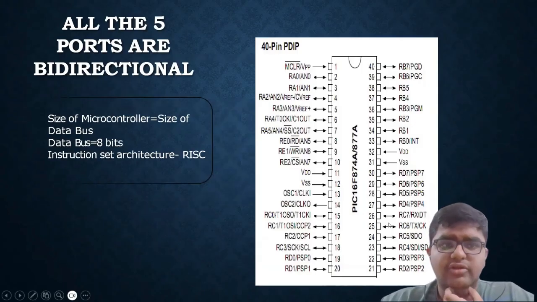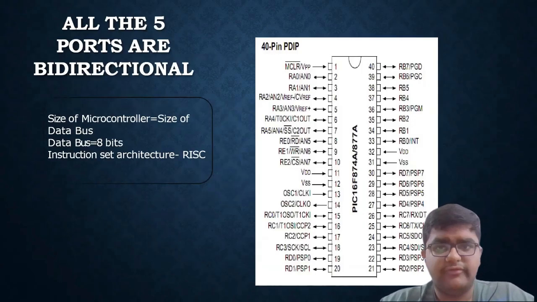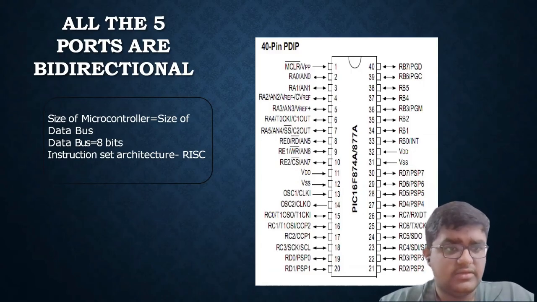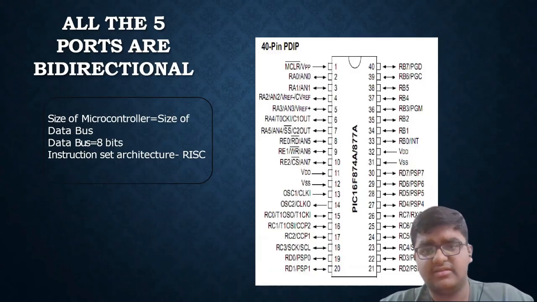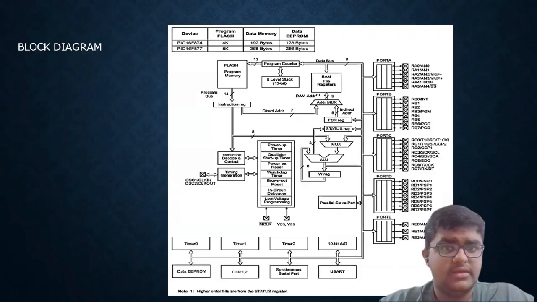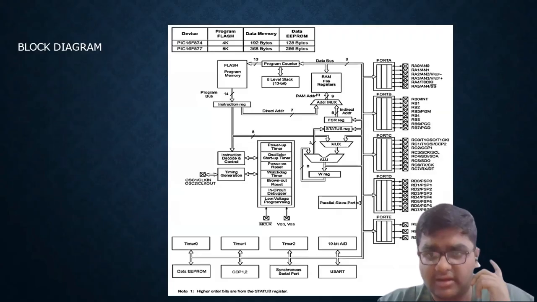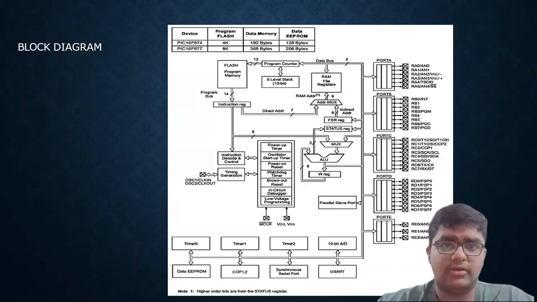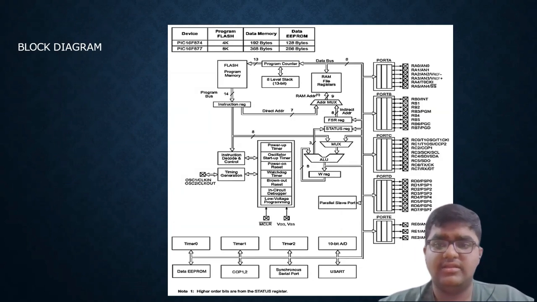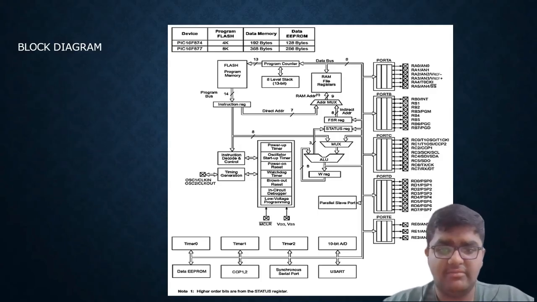So here is the chip diagram of the PIC microcontroller. You can see the data bus is 8 bits, and the instruction set architecture is RISC, that is reduced instruction set architecture. Then here's the internal block diagram of the microcontroller. As you can see, there is the main microprocessor here. Then you can see there are multiple memories and timers and ALUs all around.